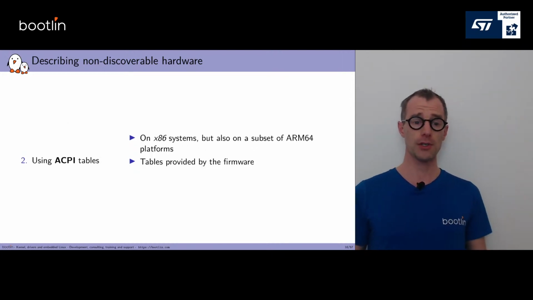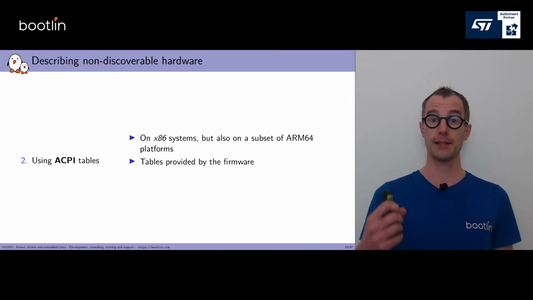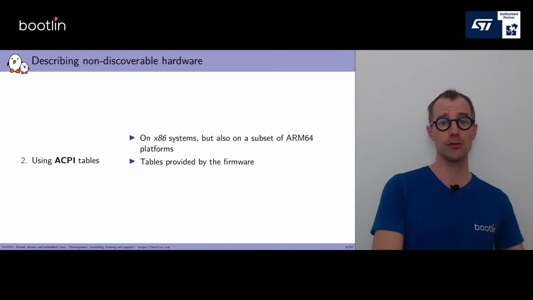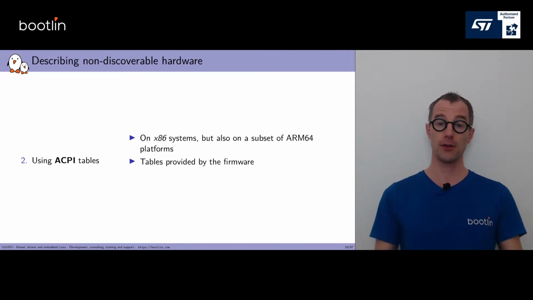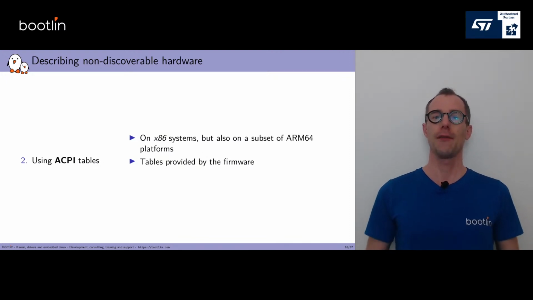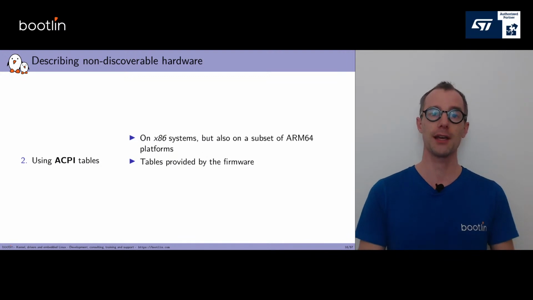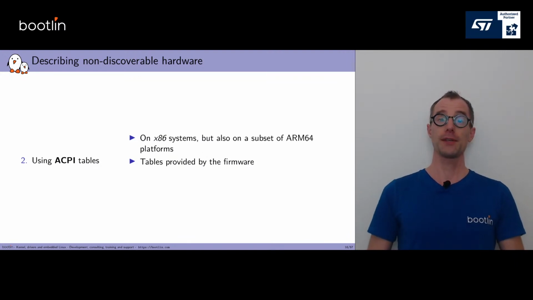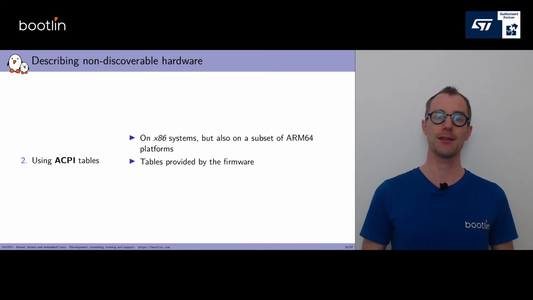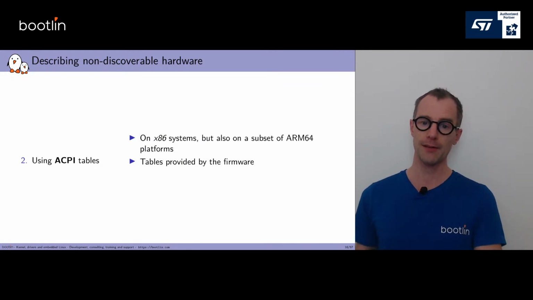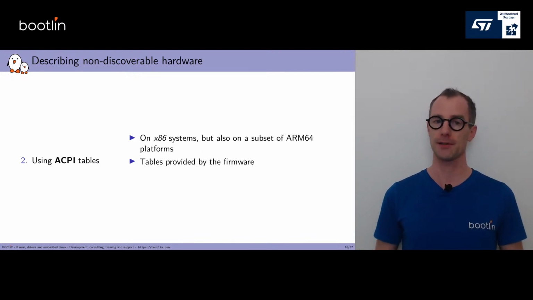So another solution that exists is using ACPI tables. This is widely used on x86 systems where your BIOS or UEFI firmware passes to the operating system a set of tables, ACPI tables, that give the operating system knowledge about the hardware that cannot be discovered. This is also now being used on some ARM64 systems that are oriented towards the server market. It is somewhat less used for the more embedded market, that being said.